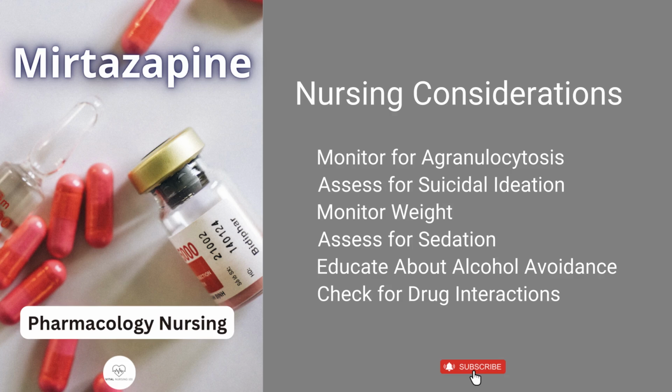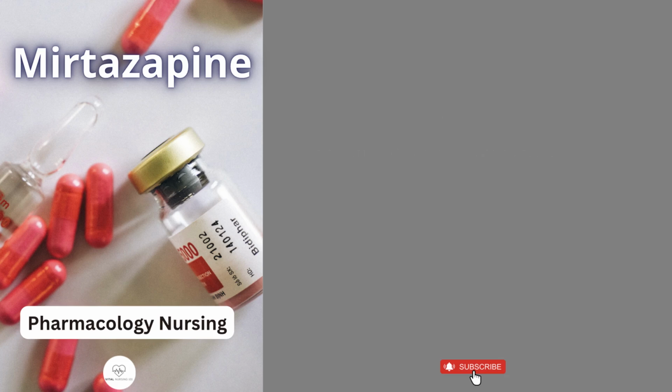Assess for suicidal ideation, particularly during the first few weeks of therapy or when the dose is adjusted. Monitor weight. Patients prone to weight gain should have regular weight checks and dietary counseling. Assess for sedation. Administer at bedtime if sedation is significant. Educate about alcohol avoidance. Alcohol can increase sedation and risk of CNS depression. Check for drug interactions. Avoid combining with other CNS depressants or serotonergic agents without provider approval.